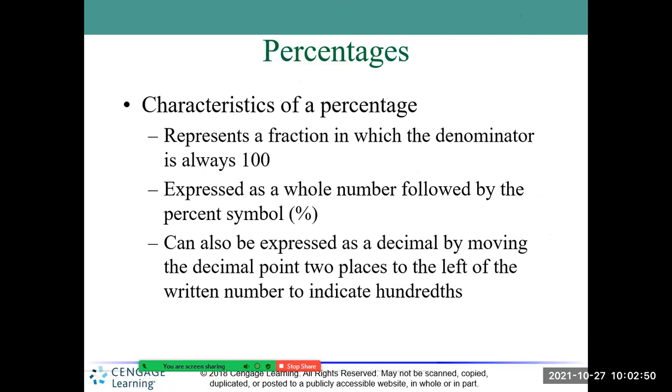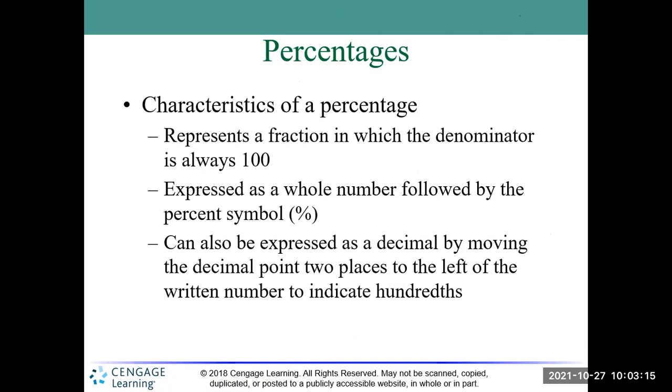And then characteristics of a percentage, of course, since we're looking at percentages. That is going to be a fraction of 100. It's always expressed as a whole number with the percent sign following it. You can express it as a decimal just by moving it 2 places to the left so that it's written in the hundredths place. There's a table in the book where you can look at the decimal placement just so you're comfortable with that.